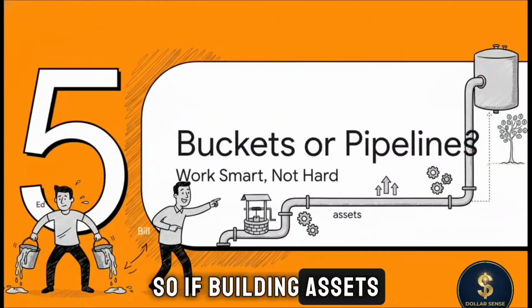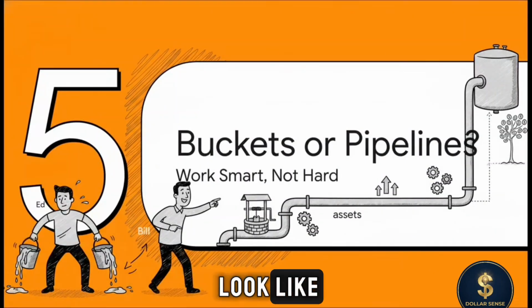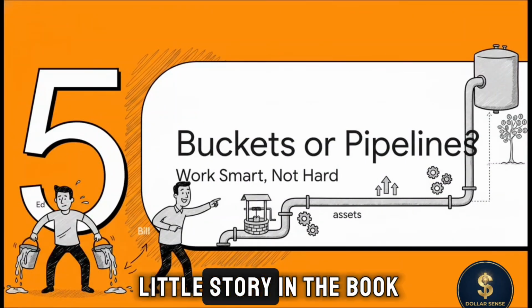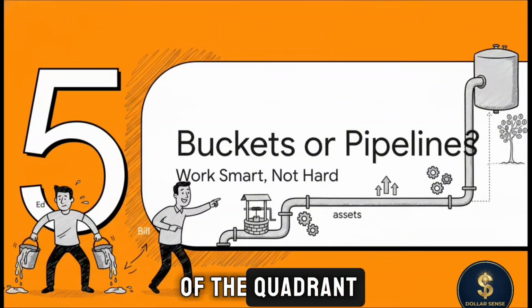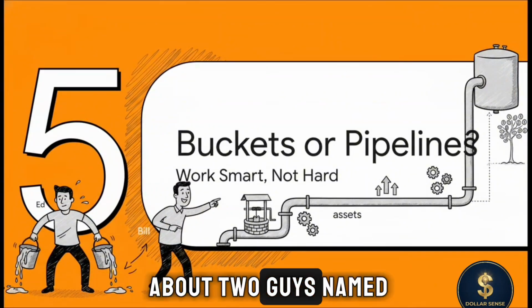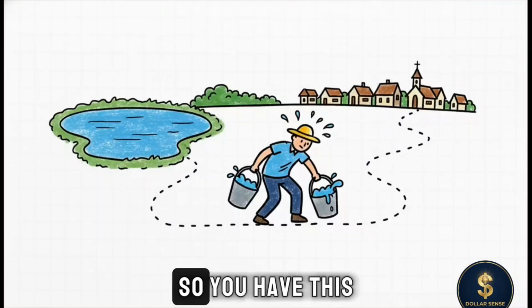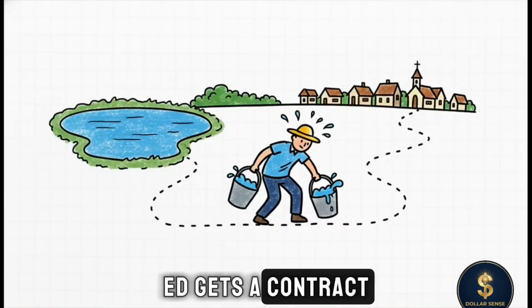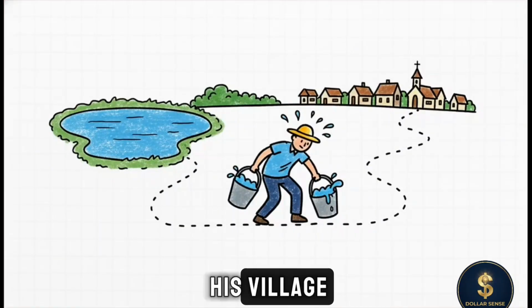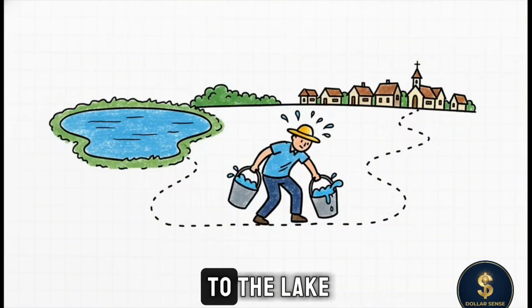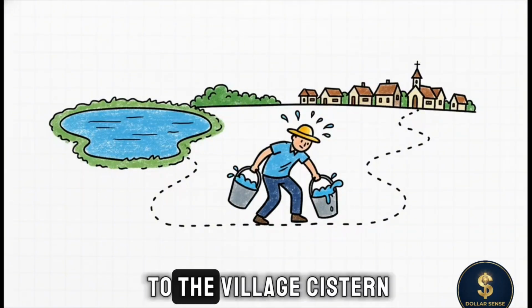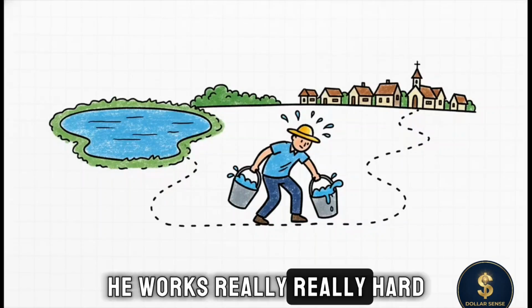So if building assets is the goal, what does that actually look like? Well, there's this perfect little story in the book that illustrates the difference between the left side and the right side of the quadrant. It's a simple parable about two guys named Ed and Bill. So you have this guy, Ed. Ed gets a contract to supply water to his village. So every single day he gets up, grabs 2 buckets, runs to the lake, and hauls water back to the village cistern. He works really, really hard.